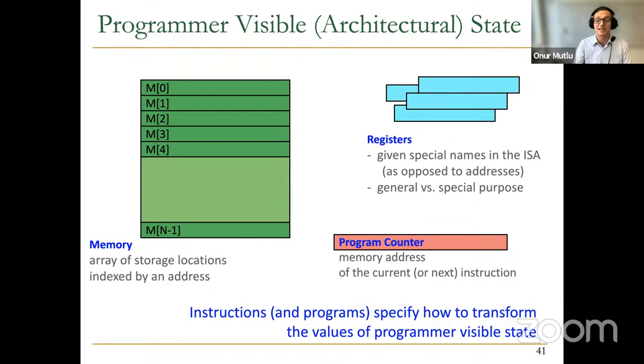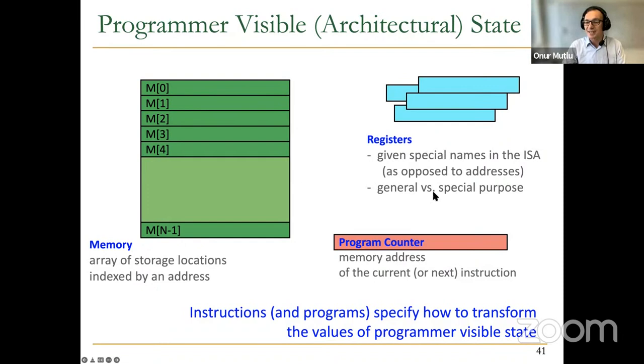So memory clearly is part of the architectural state. You can load from a memory location, store into a memory location. General purpose registers are part of the architectural state. There are some special purpose registers that may be part of the architectural state, some machine registers, for example, that determine the status of the machine. But we will not talk about them right now. We may get to them later on.